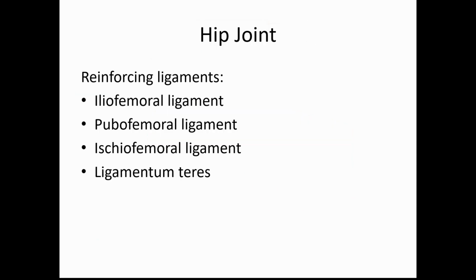Joints are fairly easy to name because we just look at the 2 bones on each side of the joint. Ligaments are the same. They're just named for the bone on each side of the ligament, or sometimes the bit of the bone on each side of the ligament. So for example, the iliofemoral ligament is going to go between the ilium of the pelvis and the femur. The pubofemoral ligament is going to go between the pubic bone and the femur. The ischiofemoral ligament is going to go between the ischium and the femur.